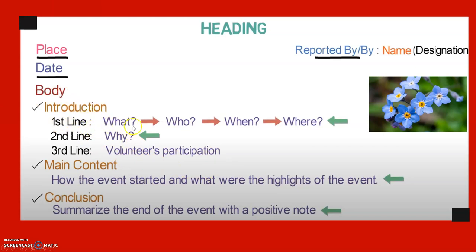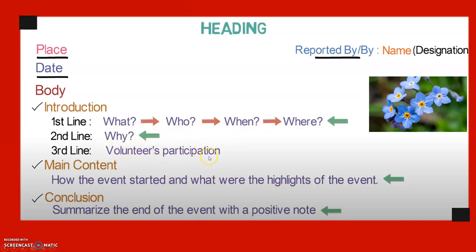In the first line, you can start with what the report is about. Who, the people involved in that. When it took place and where. All this is very important when you're writing a report. Okay, children? And why. So you see all these questions have to be answered when you're writing a report.